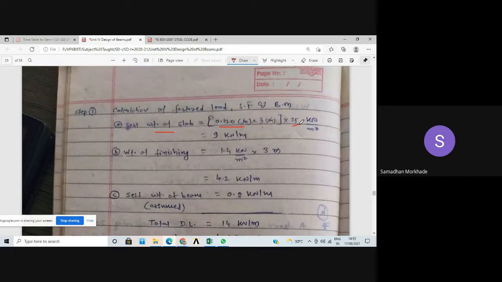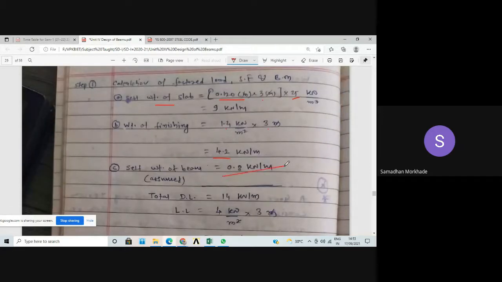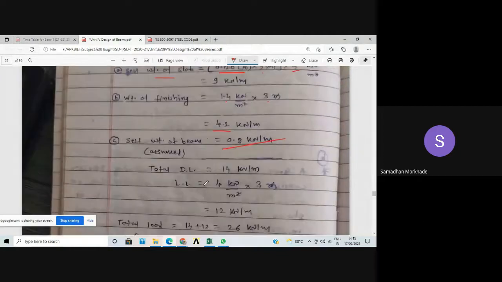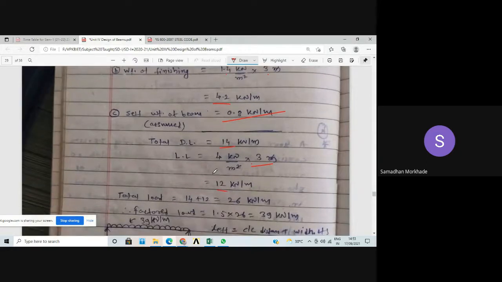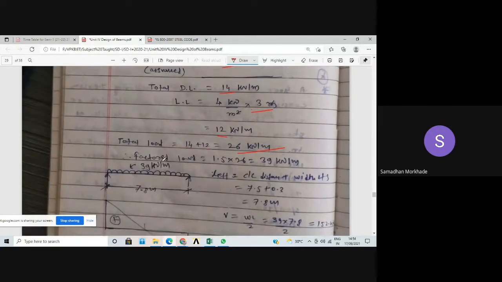Then weight of finishing, it is an area load, so 1.5 into spacing 3 meter, it is 4.2. Self weight of beam, assume either 0.8 or 1 kilonewton per meter. So total dead load comes out to be 14. Live load is given as 4 kilonewton per meter square. So it is an area load again multiplied by spacing, half on this side, half on this side. So it is 12 kilonewton per meter. So total dead load plus live load, 14 plus 12, 26 kilonewton per meter. Okay, 26, this is the working load. Now therefore factored load is equal to 1.5 into 26, 39 kilonewton per meter.